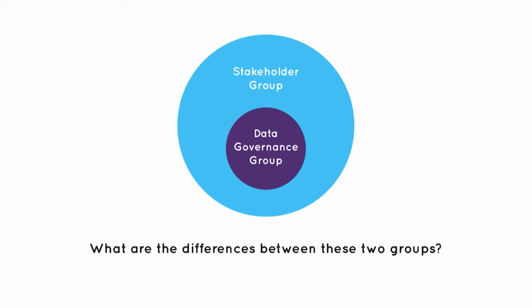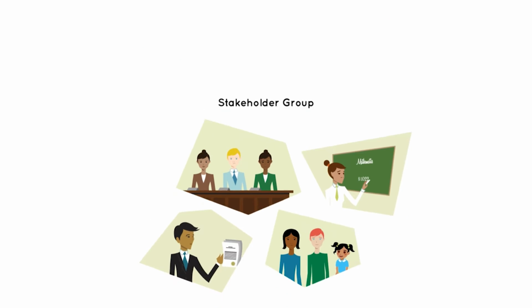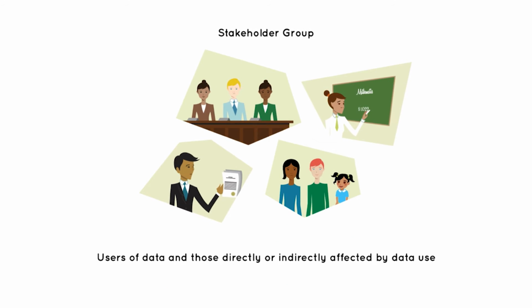You know your data system has stakeholders, and you know your organization needs data governance. But what are the differences between these groups? Stakeholders are users of the data and those directly or indirectly affected by the use of that data. For example, stakeholders might include state legislators, teachers, students and parents, researchers, and those contributing data to the data system.